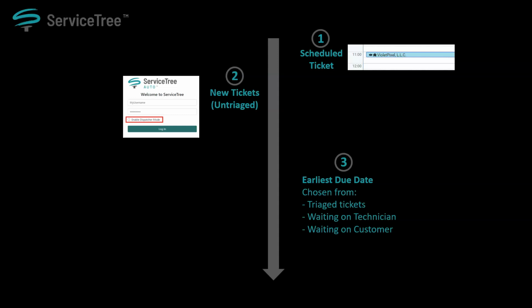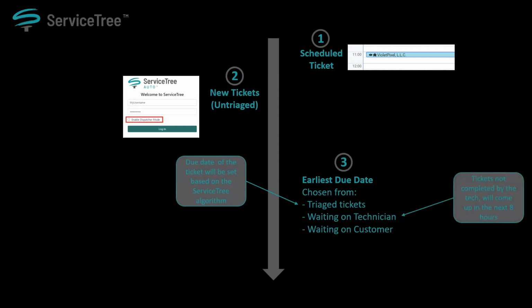So once we've done those tickets, the next kind of tickets would be tickets that are currently waiting on technician or waiting on customer. We've already talked about triage tickets, where the algorithm will work out when they're due. Waiting on technician are tickets that your technician might not have been able to finish. So it's not that they're waiting on a customer, but they're either waiting on something else to be done or just have pushed it back later on to be done. By default, ServiceTree will push those tickets out for up to 8 hours, but they will generally come up earlier if your technicians are working through the tickets.